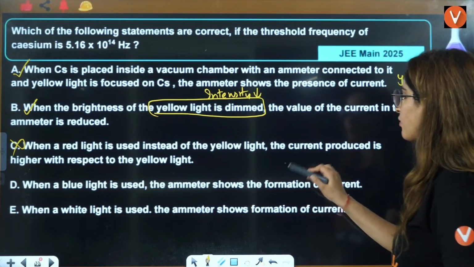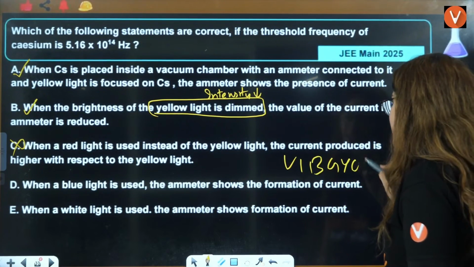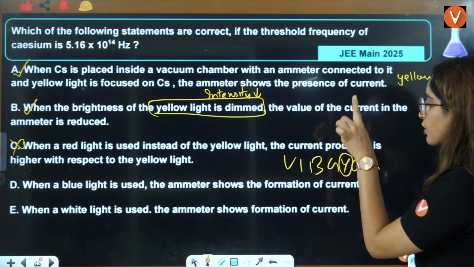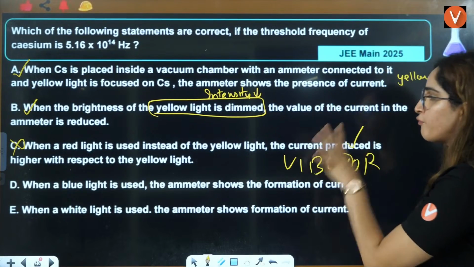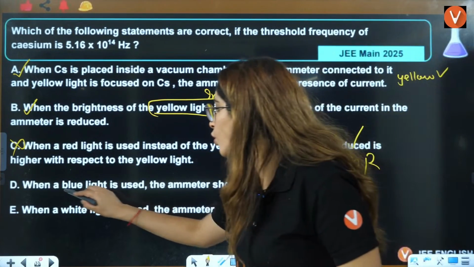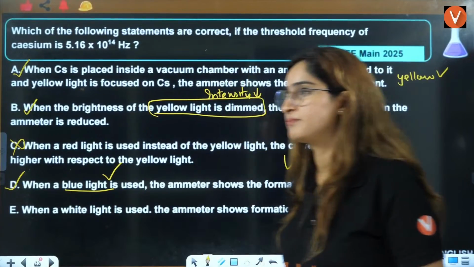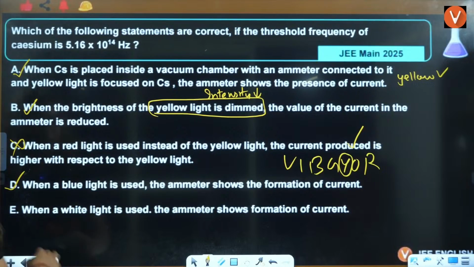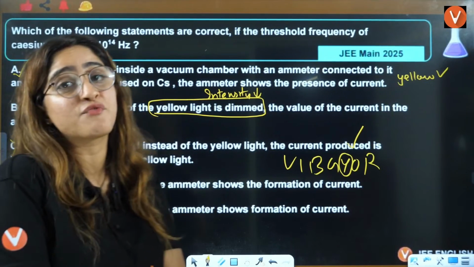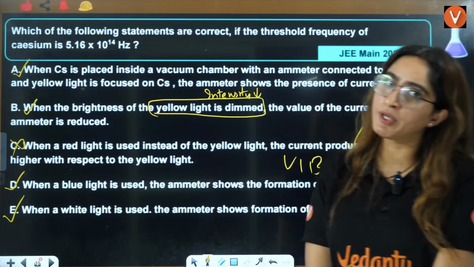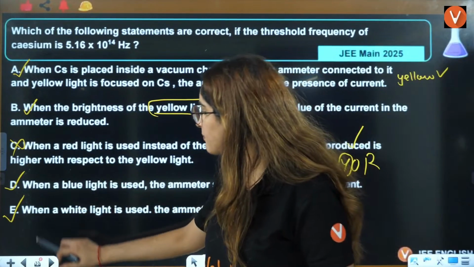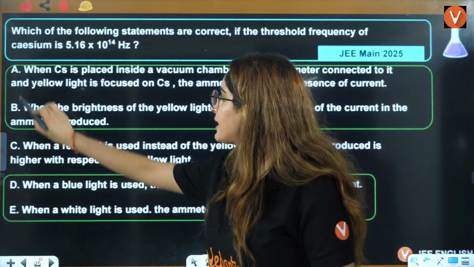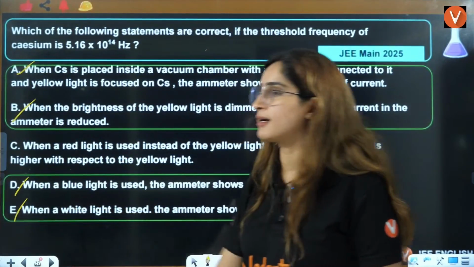Blue light, see, obviously, you just have to remember that yellow light is producing. If yellow is producing, then green will also give, blue will also give, indigo will also give, violet will also give. So blue will also give. So this is correct, right? White light is a combination of all the lights. So it will definitely form the current because white light is a formation of all the colors of VIBGYOR, right? So that means the answer will be A, B, D, E is the correct answer here.